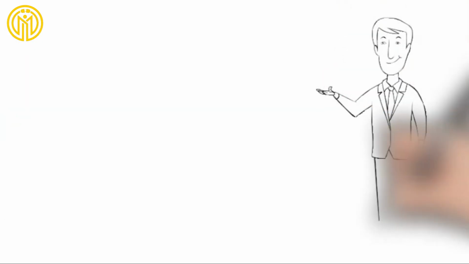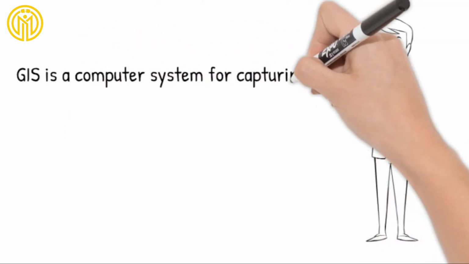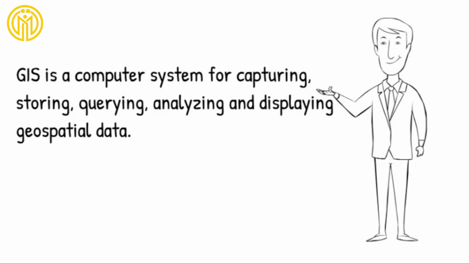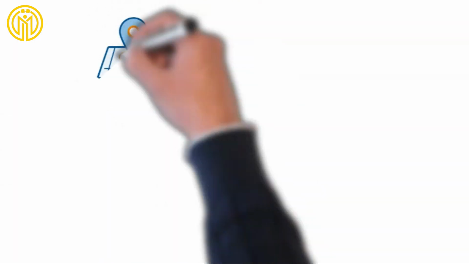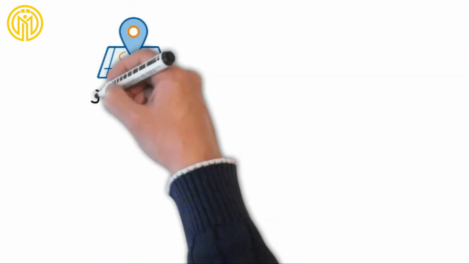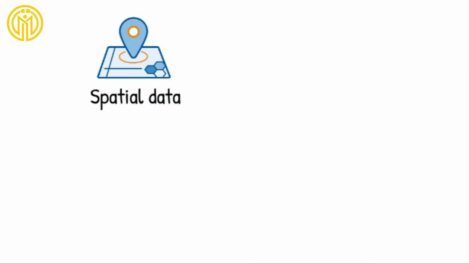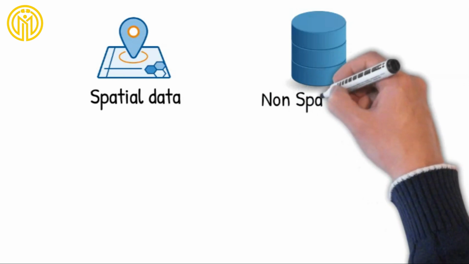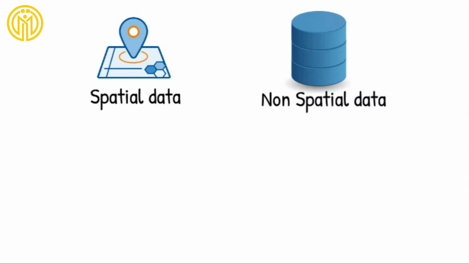So, GIS is a computer system for capturing, storing, querying, analyzing, and displaying geospatial data. Geospatial data or spatial data is the data associated with a location on the Earth's surface. Non-spatial data is the data that is not directly linked to a spatial location.